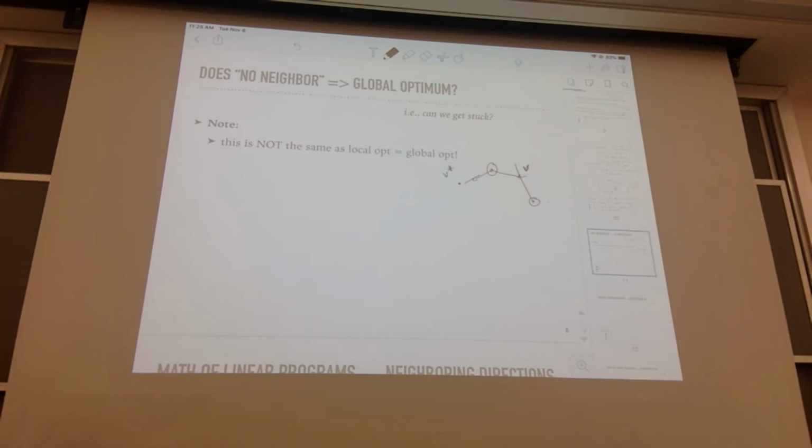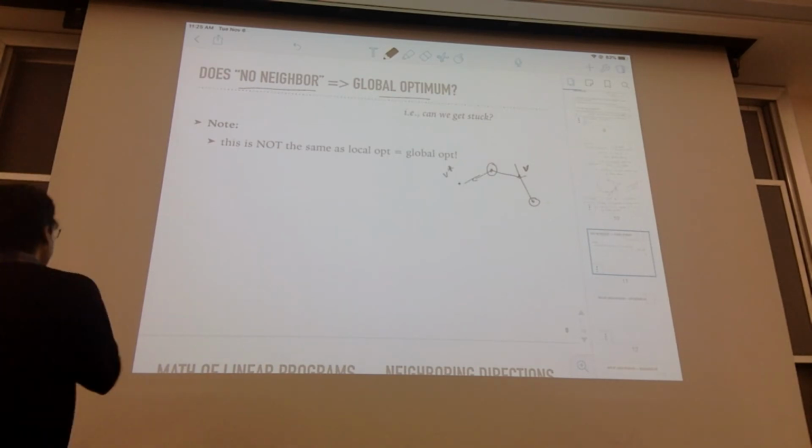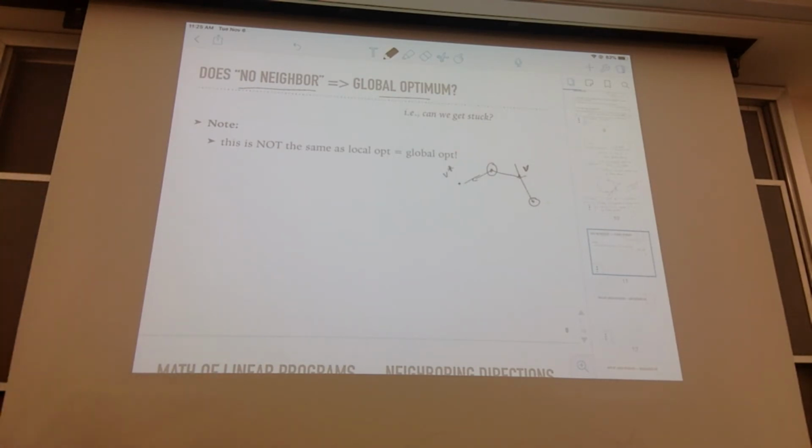We need to show: does no neighbor with a better cost imply that this is actually the global optimum? This is often the thing with local search. If you remember, even for the swaps example we did, it was a non-trivial proof to show that if you get stuck, you're actually optimal. Or in that case, you are close to optimal. In this case, you'll actually be optimal. So this is what we would like to show.